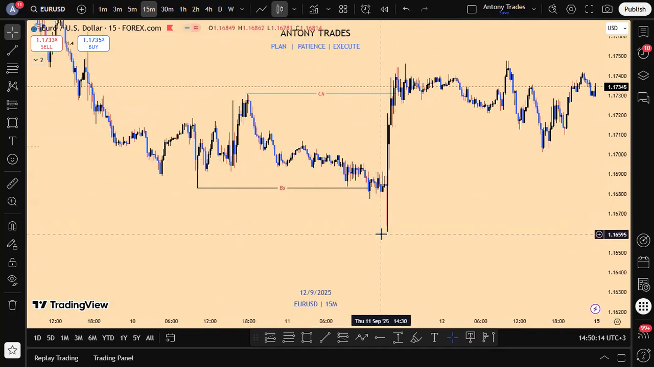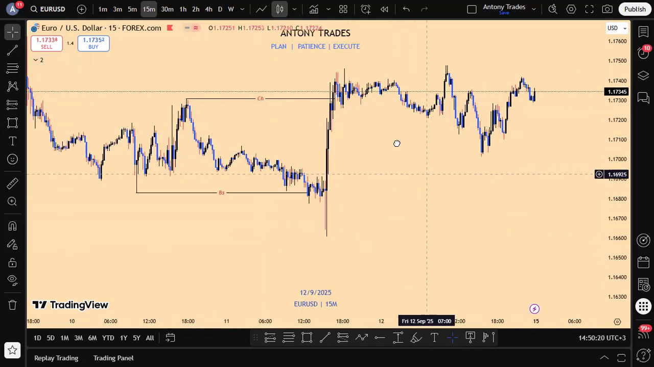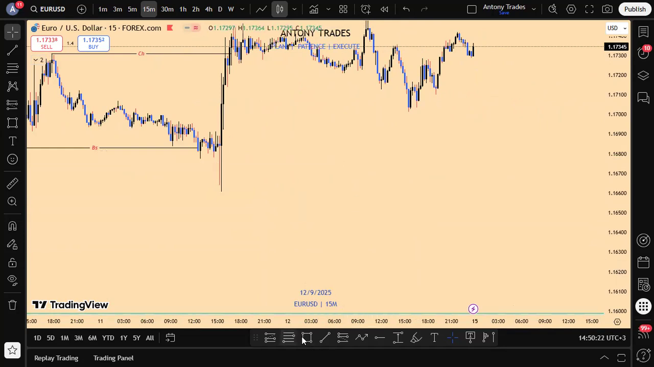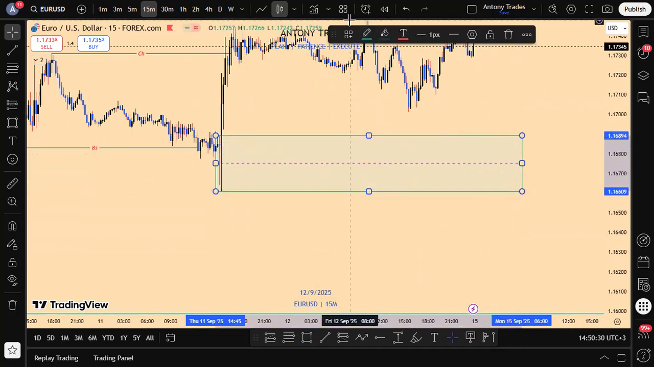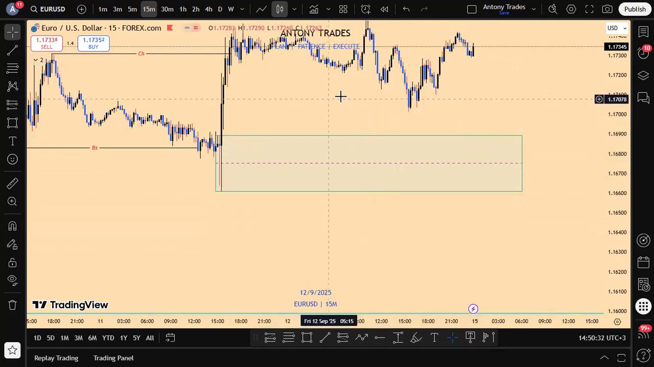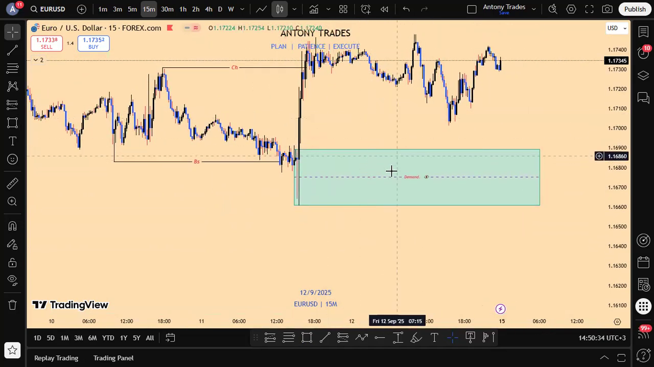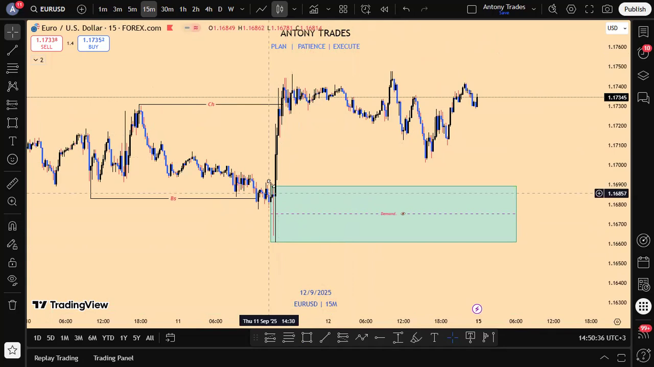So this is our strong low, and this is a strong low since it has swept the liquidity and then pushed to change the character. So this is what I'm watching currently. I have this point of interest here. This is my demand zone that I'm currently watching.